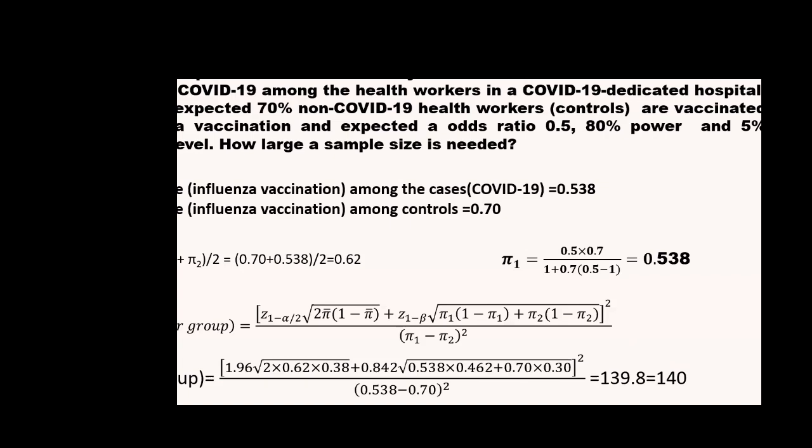So this is about it: if the odds ratio is given and the expected value in the control group for exposure is given, you can find out the sample size for the two proportions.